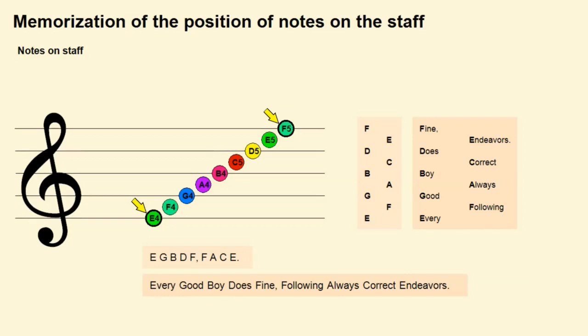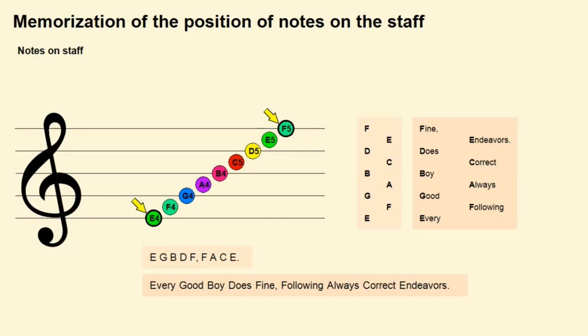Initially, you may have difficulty remembering the proposed sequences. In such a case, the sentences shown to the right of the group of sequences may be helpful. But it's very common to use the word face instead of the second sentence. The sequence of these sentences is shown below the horizontal sequence of notes. Every good boy does fine, following always correct endeavors.